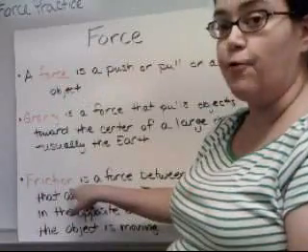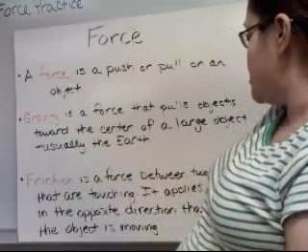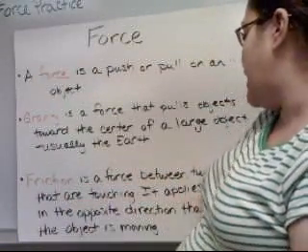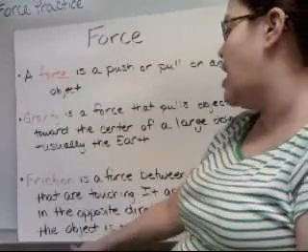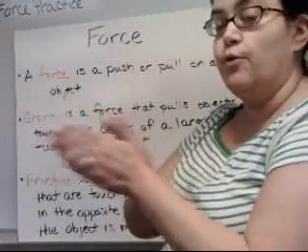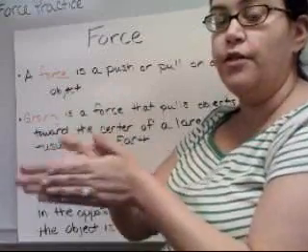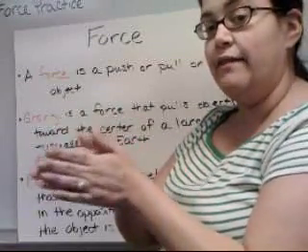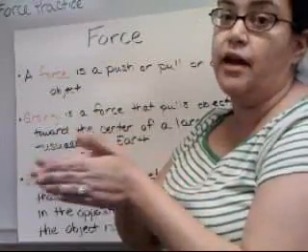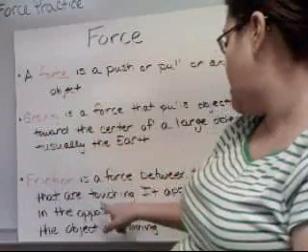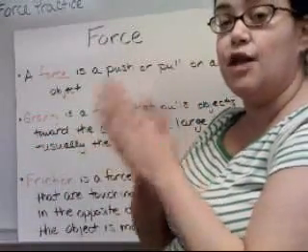Friction is another type of force, and it's a force between two things that are touching, and it applies force in the opposite direction that the object is moving. So when you rub your hands back and forth, you create a little bit of heat, and that's because there's friction between your hands. It's resisting motion. It's trying to make it stop moving.